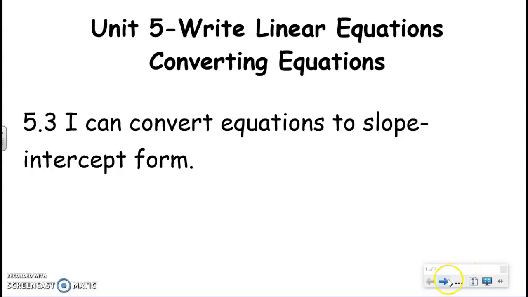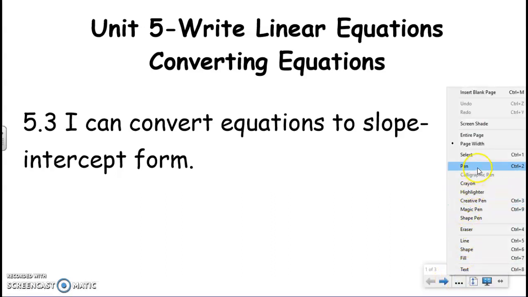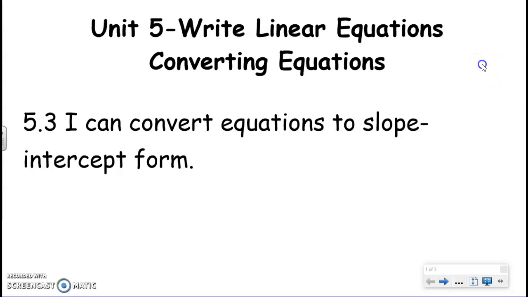Good morning. Today we're going to continue on with Unit 5, Writing Linear Equations, and we are going to actually review a skill that we covered last semester when we solved literal equations. And we're going to write everything in slope-intercept form today.